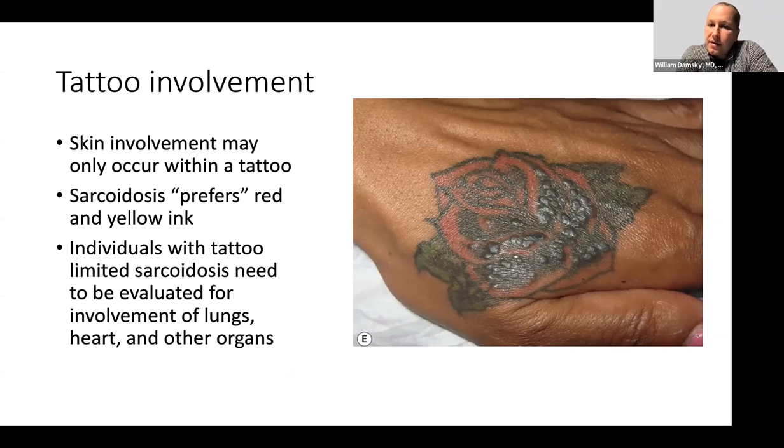Sarcoidosis is sort of scientifically interesting in that sometimes it involves tattoos. Interestingly, although not really pictured here well in this picture, sarcoidosis prefers certain colors of tattoo ink, classically red and yellow. And importantly, some patients may initially present with sarcoidosis within a tattoo. And we often get the question whether or not these patients need evaluation for other manifestations of sarcoidosis in their body. And the answer is yes. It's not that the tattoo is causing sarcoidosis, but we think about it more as the tattoo may be unmasking the sarcoidosis. So it's bringing it to clinical attention.